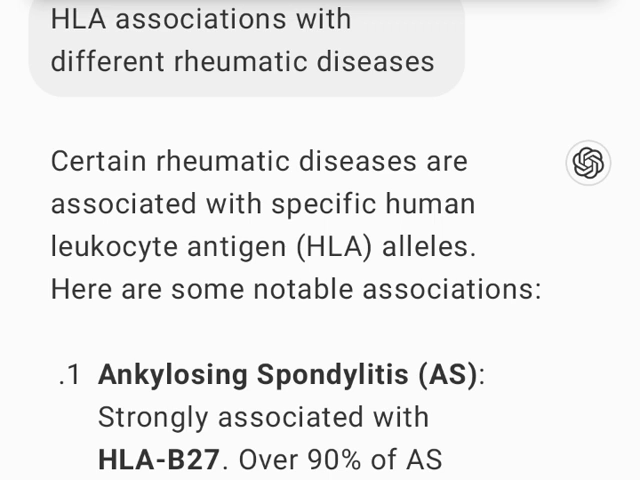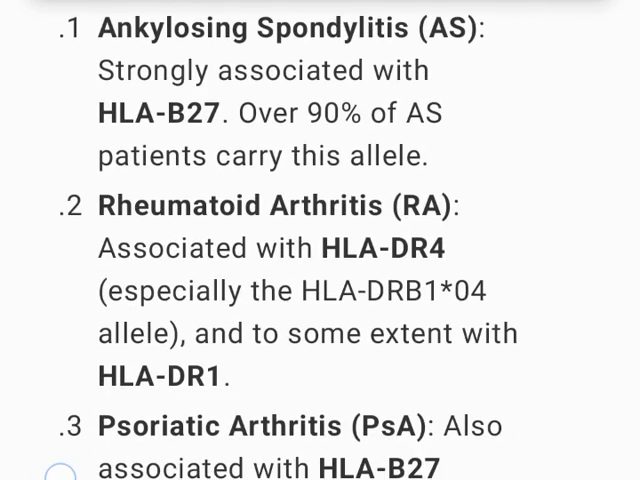Certain rheumatic diseases are associated with specific human leukocyte antigen HLA alleles. Here are some notable associations. 1. Ankylosing spondylitis, AS, strongly associated with HLA-B27. Over 90% of AS patients carry this allele.